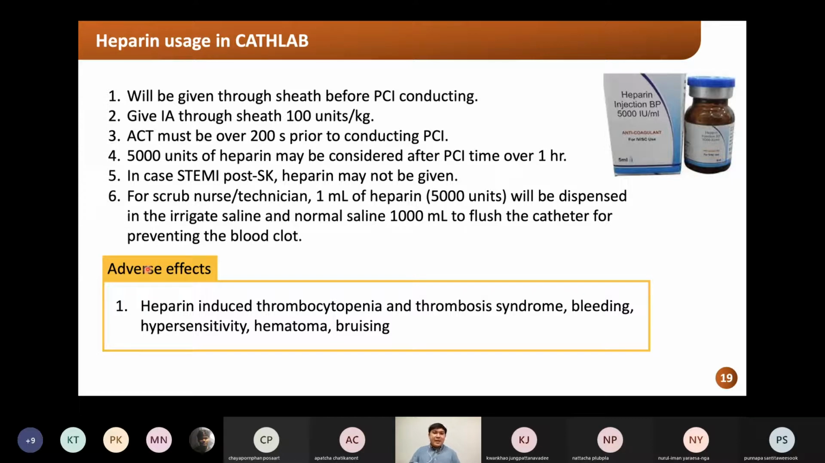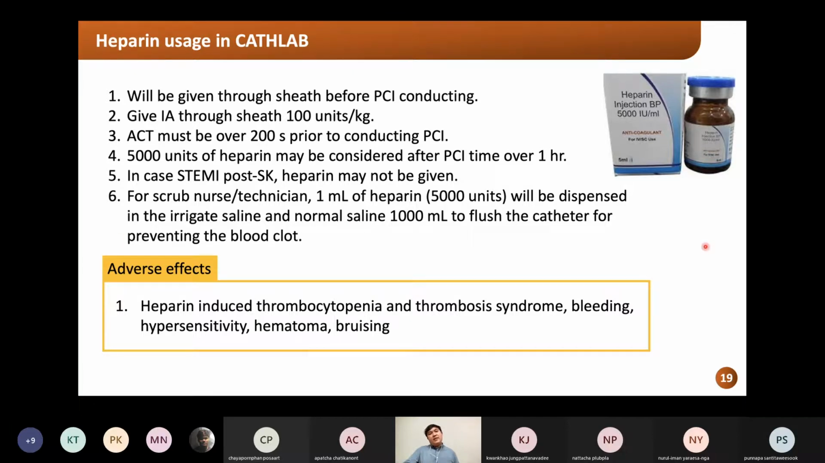And for the scrub nurse or scrub technician, 1 milliliter of heparin, 5,000 units, will be dispensed in the irrigating saline used to flood the catheter, and also 1,000 milliliters of normal saline to flood the catheter, preventing blood clots in the equipment, like in the catheter, or used to get rid of the blood from the guide wire to prevent clots, something like that. So don't worry about this step. I will tell you later in the laboratory next week.